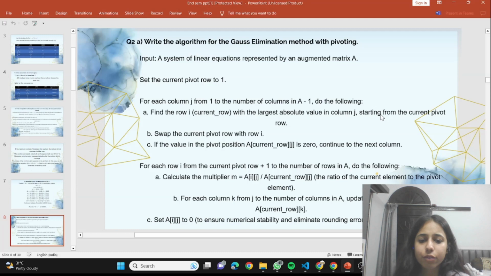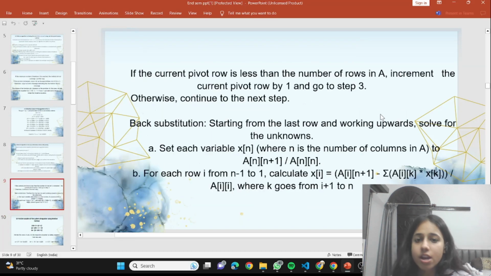For each column K from J to the number of columns in A, update A[I][K] equal to A[I][K] minus M times A[current row][K]. Third step is to set A[I][J] to 0 to ensure numerical stability and eliminate rounding errors. If the current pivot row is less than the number of rows in A, increment the current pivot row by 1 and go to step 3. Otherwise, continue to the next step.